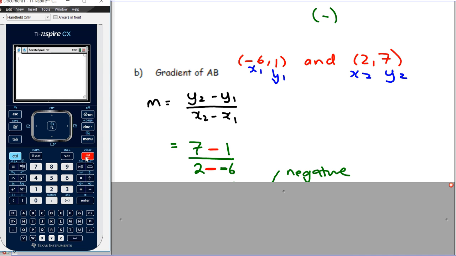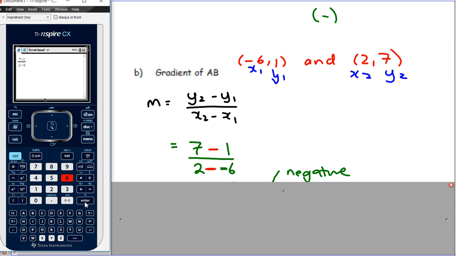So you might want to use this little fraction button, see above the divide sign. So go Control Divide on the Inspire, makes a nice fraction button. So 7 subtract 1, for example, over 2 subtract negative 6. And you just press enter to get your answer.